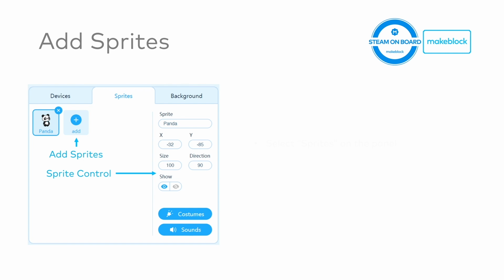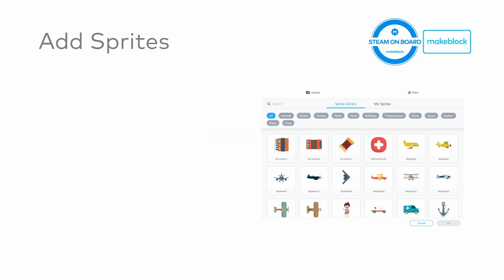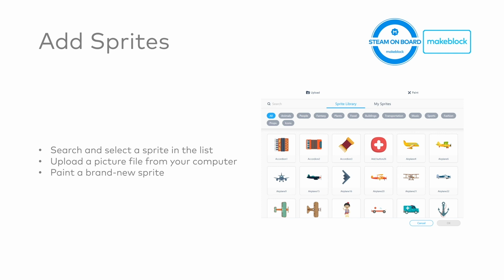So how do we add sprites to the stage? Here is the method. Select the sprites on the panel and click the add button, and here you can select a sprite that you want from the library. There's also the possibility that you can upload a picture from your computer, or you can directly start to paint a brand new sprite for you.